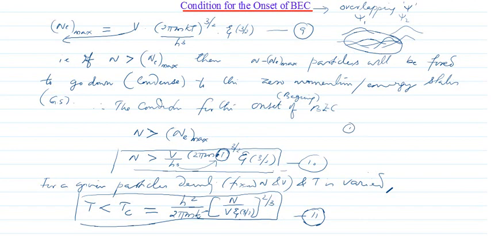One is that the total number of particles in the system should exceed what is known as Ne max, a value Ne max given by equation number 9, at a particular temperature. The second condition is that the temperature of the system should go below a critical temperature given by equation number 11. Here, in equation number 11, we have written it as Tc.